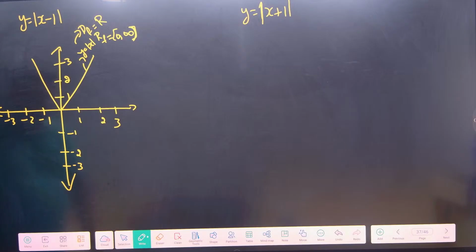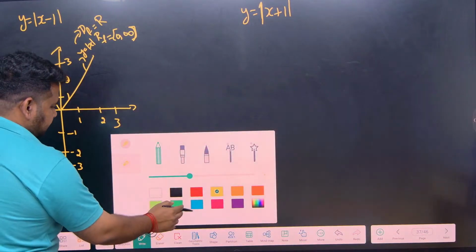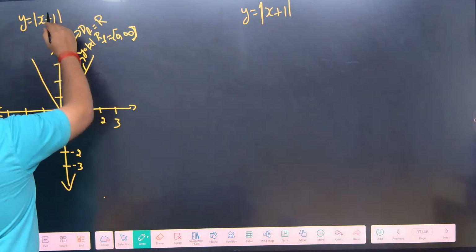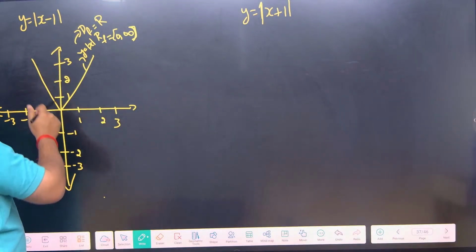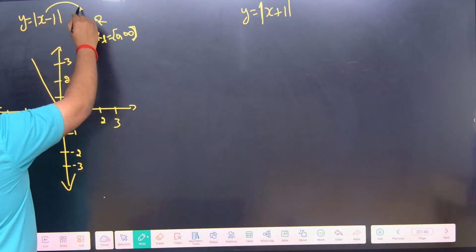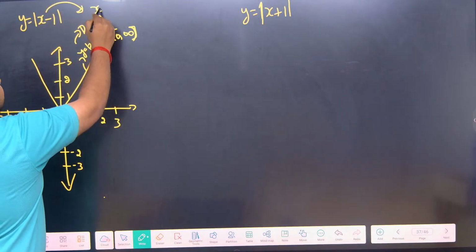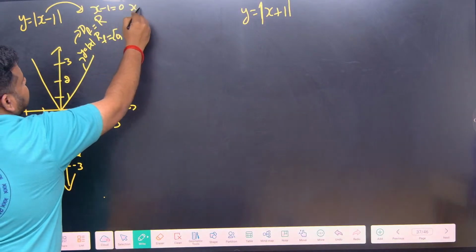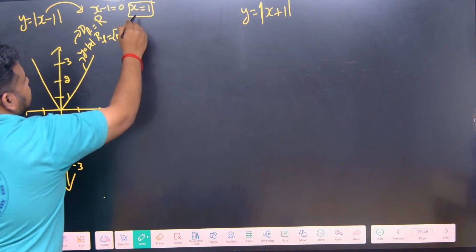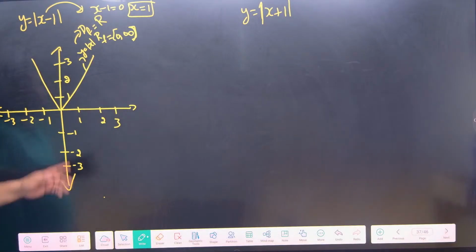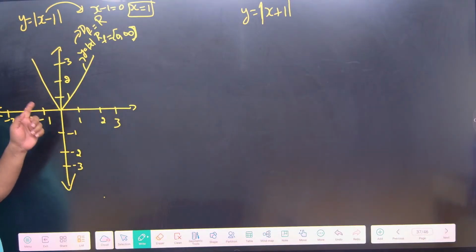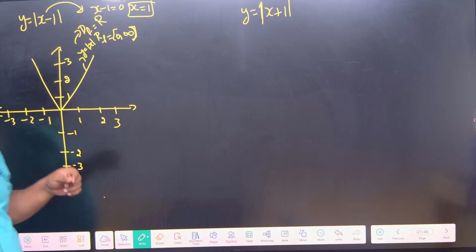How do we find the graph for this? Now see here, mod of x minus 1. It will start from which point? It will start from the point wherever x minus 1 is equal to 0. If I equate x minus 1 to 0, what will I get? Yes or no? I will get x is equal to 1. So x minus 1 is 0 whenever I put x is equal to 1.